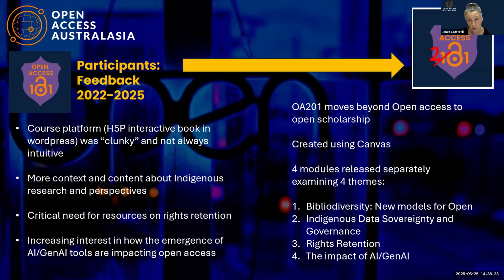It's going to be across 4 modules, which will be released separately. The first module is about to release, and we've taken 4 themes from the feedback. One, bibliodiversity. We're going to also showcase new models for open. Then Indigenous data sovereignty and governance, rights retention, and the impact of AI. So those themes will be traced throughout each of the 4 modules in greater detail.